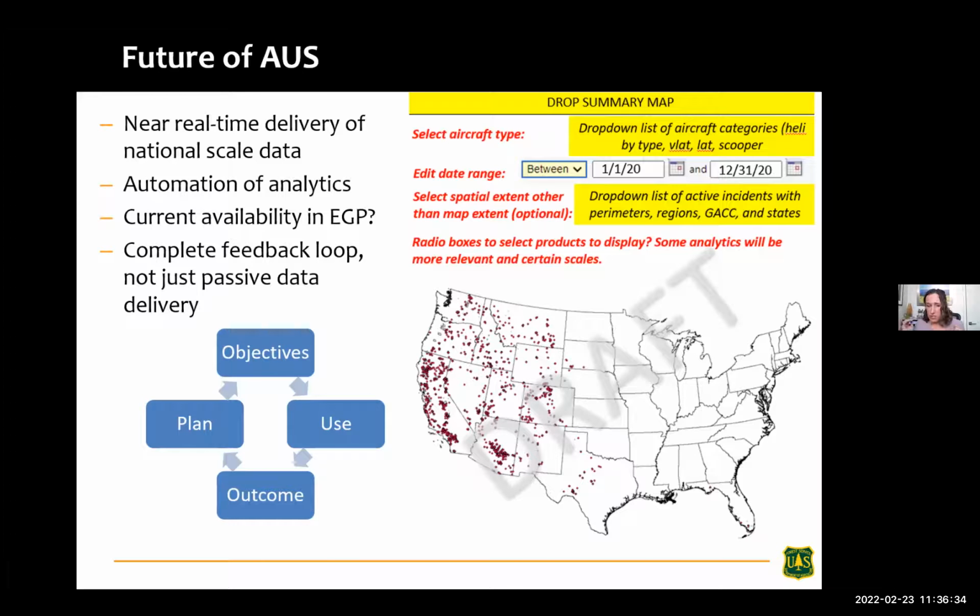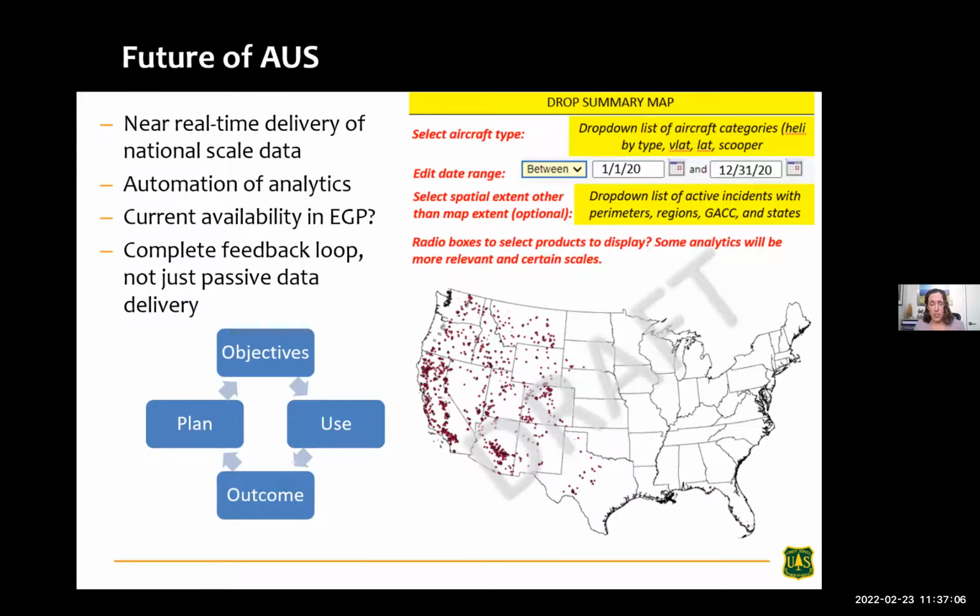The future that we see is looking at the full automation of the analytical package. Just a mock-up on the right: if you could go to a place where all national drops are shown through close of business yesterday, and you were able to select a date range and an area of interest, the aircraft that you wanted to look at, which AUS components you wanted to include, and you pressed a button and it spit it out or sent it to you a half an hour later.